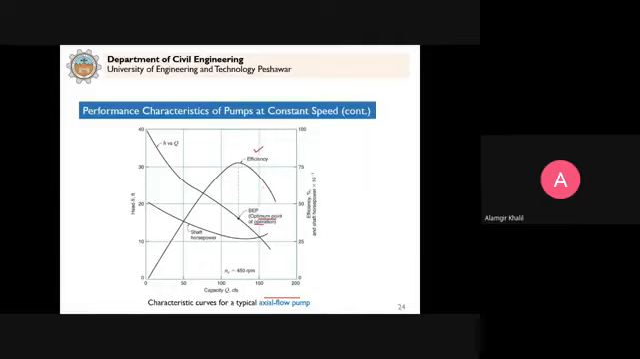Clear? And this will be the input power required to drive the pump. And this diagram is for axial flow pump that is corresponding to the 450 revolutions per minute. Clear? For this speed, these curves are drawn. So these are given in our textbook. This is how we can evaluate the performance of pumps.